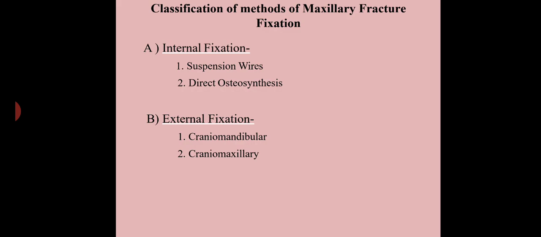Now, classification of methods of maxillary fracture fixation. First is internal fixation, which can be done by suspension wires or direct osteosynthesis, and second is external fixation by craniomandibular or craniomaxillary fixation. Now comes internal fixation by suspension wires. First is frontal, centrally or laterally placed. Circumzygomatic wiring you can do, zygomatic wiring, infraorbital and piriform aperture wiring. These are the wirings: infraorbital suspension wiring, piriform aperture wiring, frontal wiring and circumzygomatic wiring.